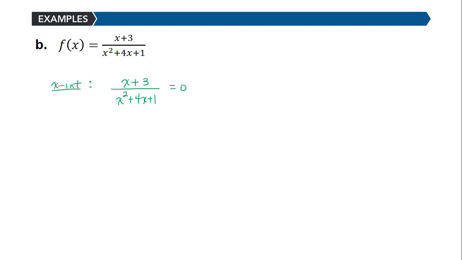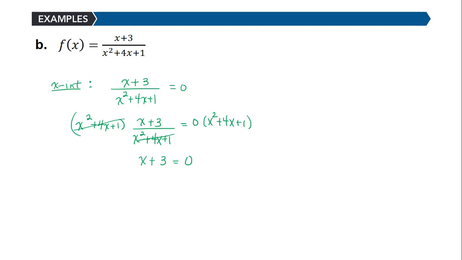Then the least common denominator is this x squared plus 4x plus 1. If we multiply each side by that expression, the x squared plus 4x plus 1 divides out on the left, just leaving us with x plus 3 is equal to 0. And then x is equal to negative 3. Therefore, the x-intercept is the ordered pair negative 3, 0.